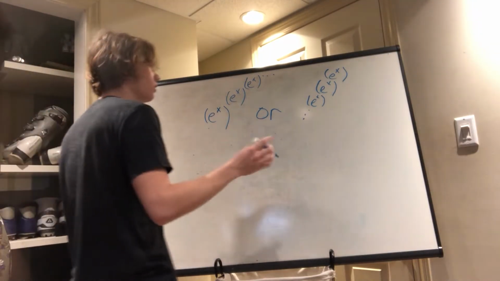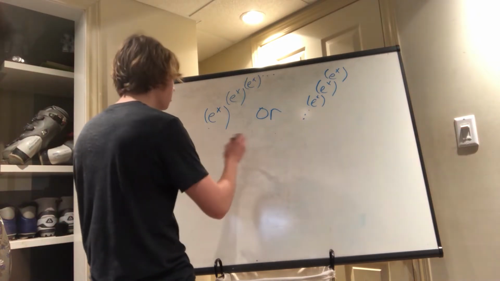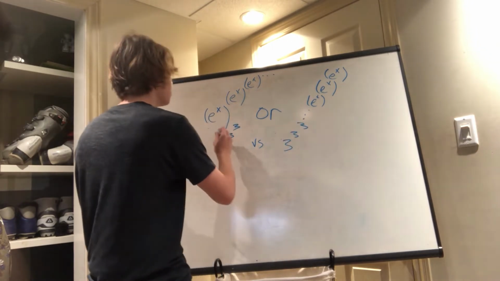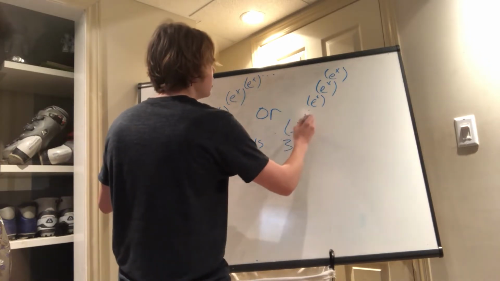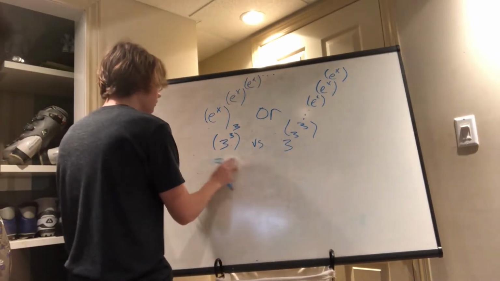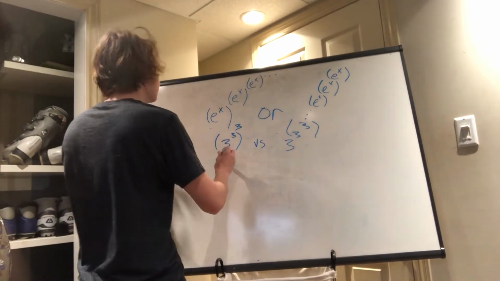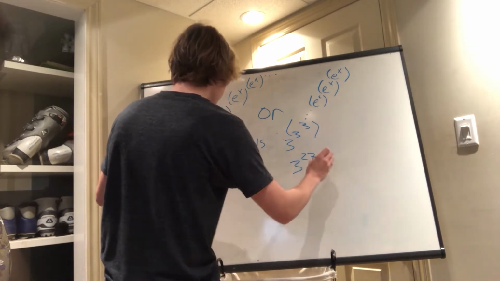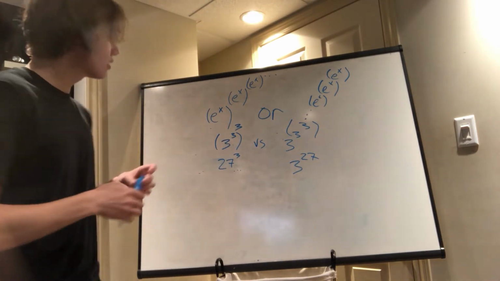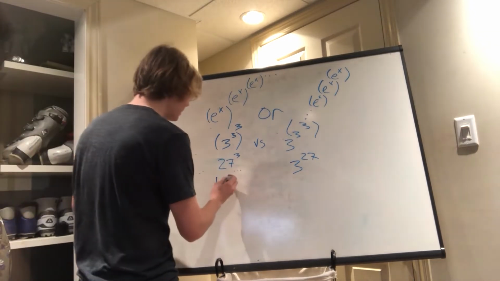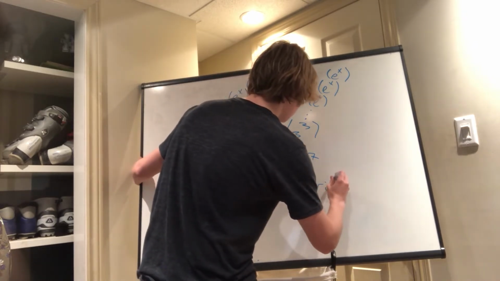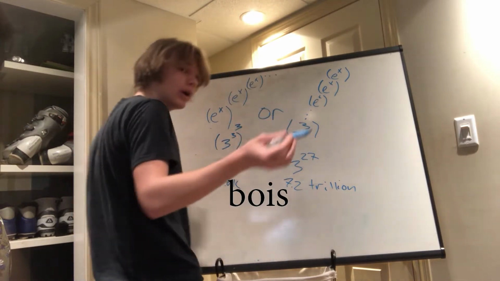And there is a difference, because if we use an example, 3 to the 3 to the 3 versus 3 to the 3 to the 3, one ends up being 3 to the 27, which is about 19.6 thousand, and the other ends up being 7.2 trillion. Which, my boys, that's way bigger.